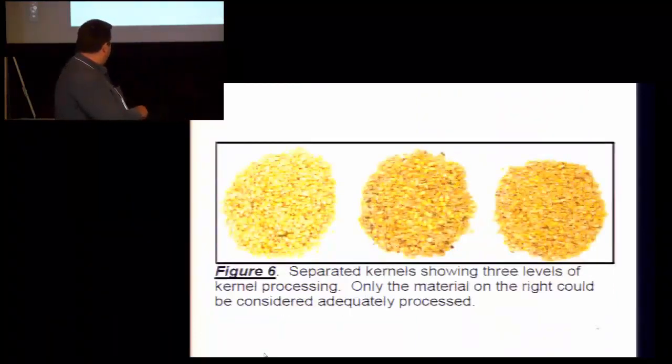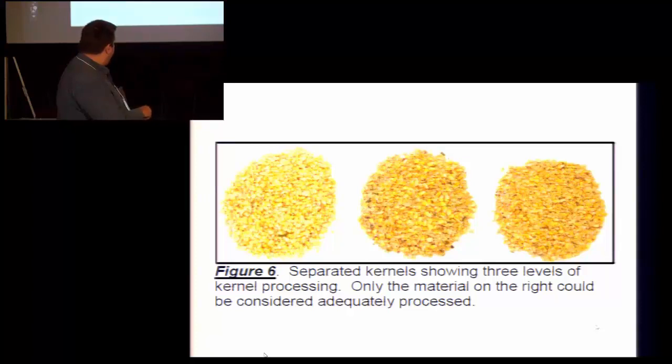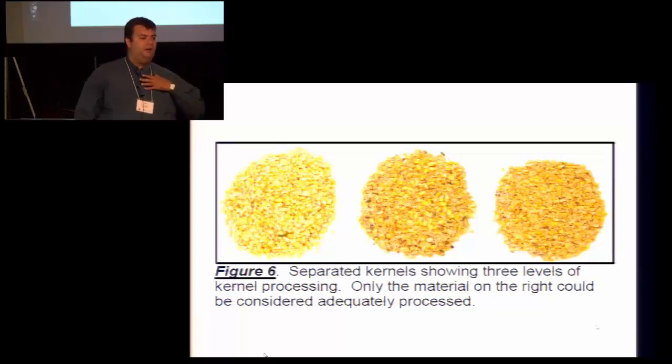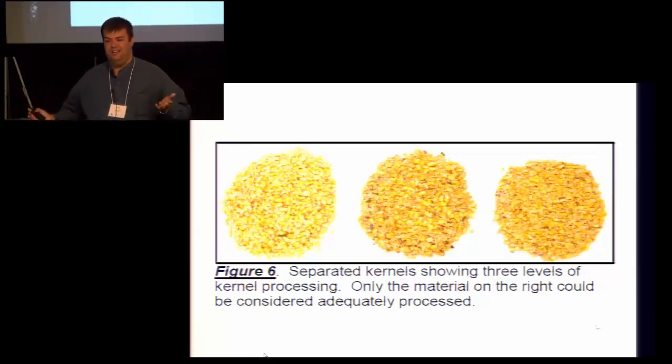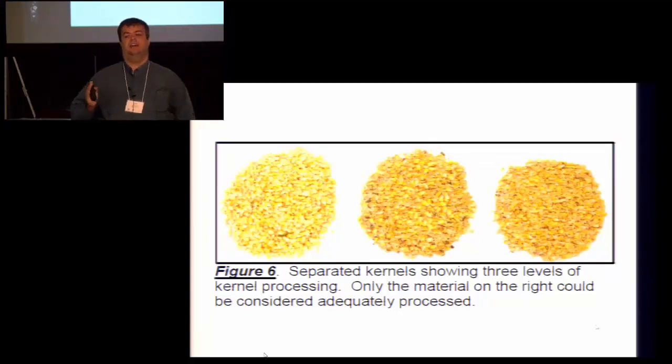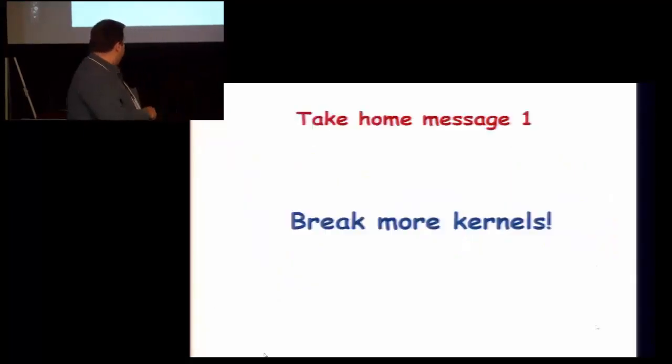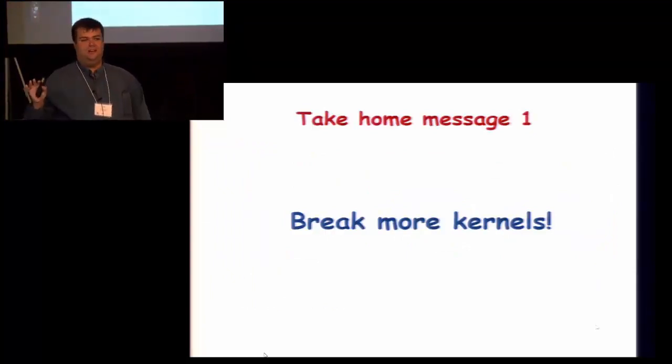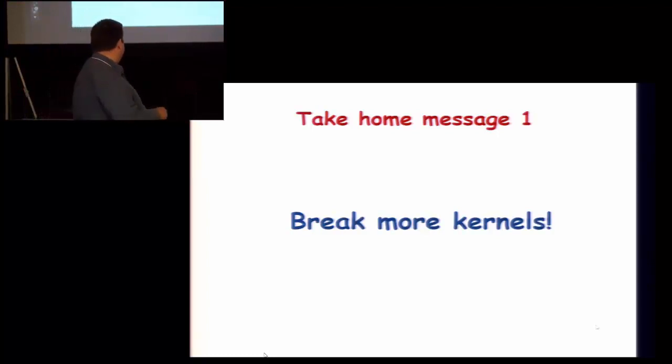Here's just a representation of a very poorly and a very properly processed silage, okay? I'm a radical in that regard, okay? So if you ask me, I will tell you should not have any unbroken kernel in your silage. But that's me, okay? You need to develop your own guidelines and adjust from there. So I'm not going to tell you exactly how many unbroken kernels you need to have, okay? So that's my first take-home message for you. Break more kernels. It's a very simple message, and I hope what we showed you today was effective to provide that, okay?